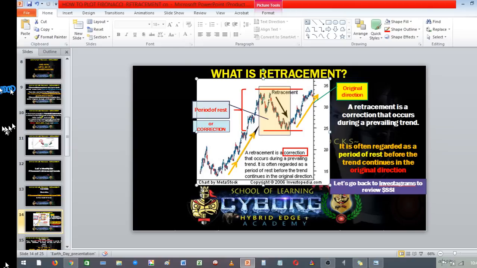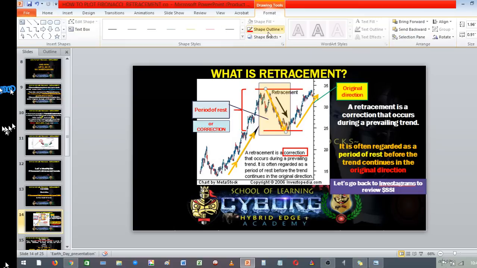So in this example, this is the original trend, right? The yellow arrow, and the retracement is this highlighted orange color. So there is a retracement, what we call a pullback of this stock. So there is a pullback on this stock.